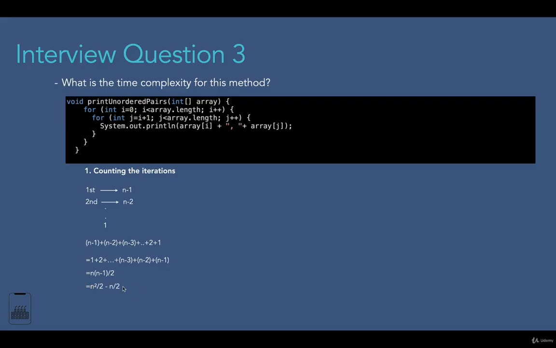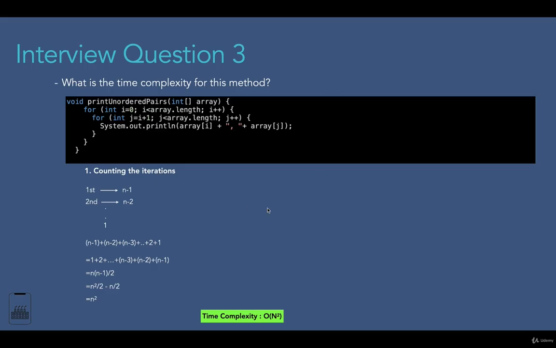Now we learned that we can remove the non-dominant terms and constants from here. In this case, n divided by 2 is a non-dominant term, and 1 divided by 2 multiplied by n squared has a constant. So we can eliminate them. Then the time complexity will be n squared. So our time complexity for this method is n squared.